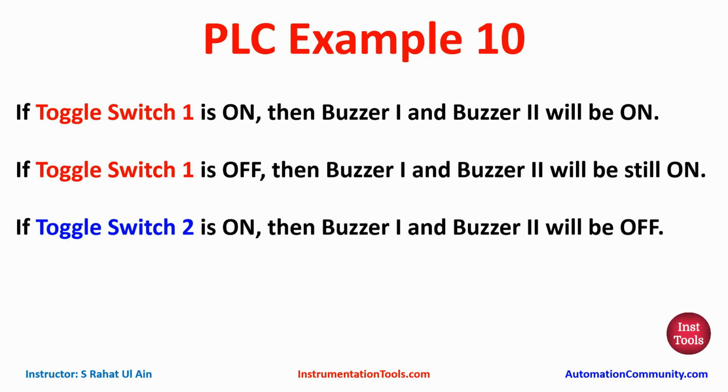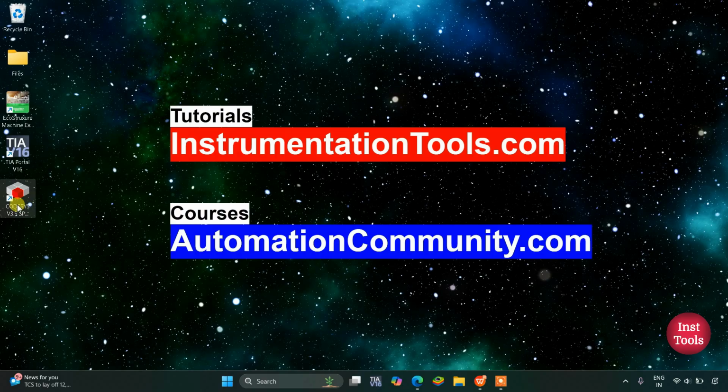So for this example, we will be using normally open contacts, set coils and reset coils. We will be using set coils to keep the buzzers on even when we turn off toggle switch 1. And we will use reset coils to turn off the buzzers using toggle switch 2. So let's move to CODESYS where we will draw a ladder diagram for this example. I will open CODESYS here.